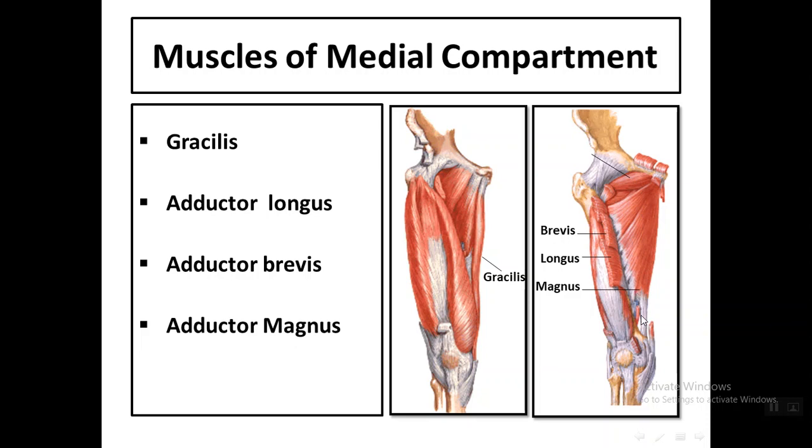Here, the adductor magnus, near its origin, has a hiatus in its tendon called the adductor hiatus. We can see that the femoral artery and the femoral vein pass through this hiatus. And also we have the obturator externus, which is also one of the muscles of the medial compartment of the thigh. So these are the muscles of the medial compartment: first the gracilis, adductor longus, adductor brevis, adductor magnus, which is the largest one, and the obturator externus.